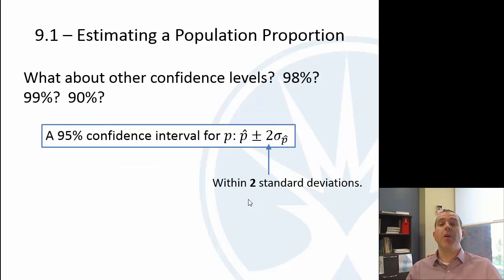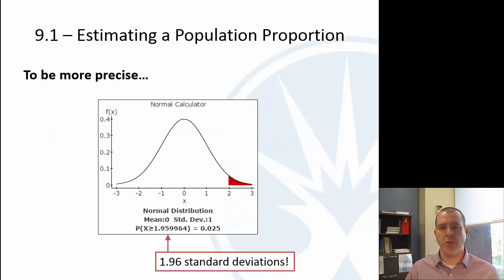Okay, so what about other confidence levels? We do 95% a lot. That's kind of the typical one. But what about 98% or 99%? A 95% confidence interval was within 2 standard deviations. So let's see if we can get more precise about where that 2 standard deviations came from. We talked about it coming from the empirical rule, but we know more than the empirical rule now. We've been talking about the normal distribution. And so let's dive in a little bit deeper here and think about that too.